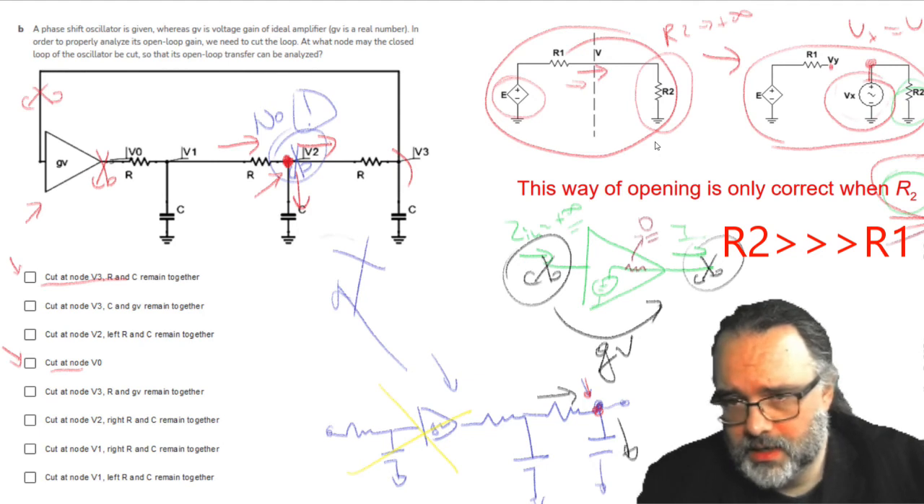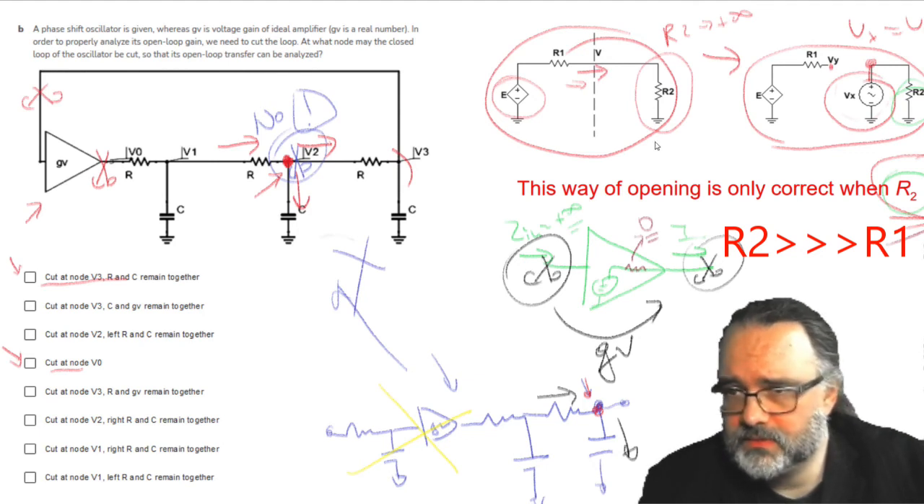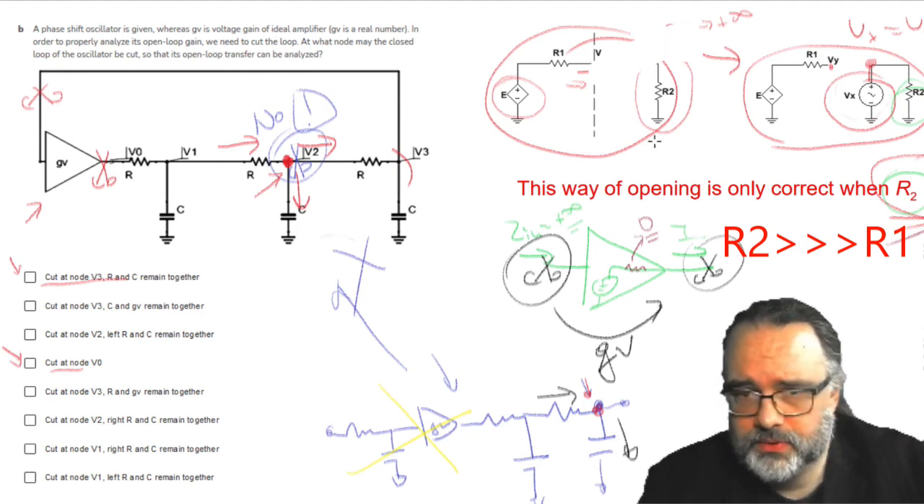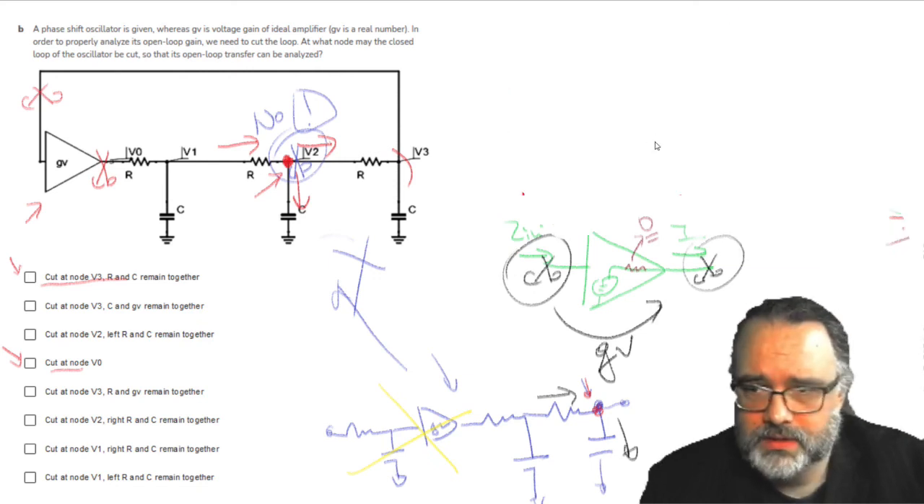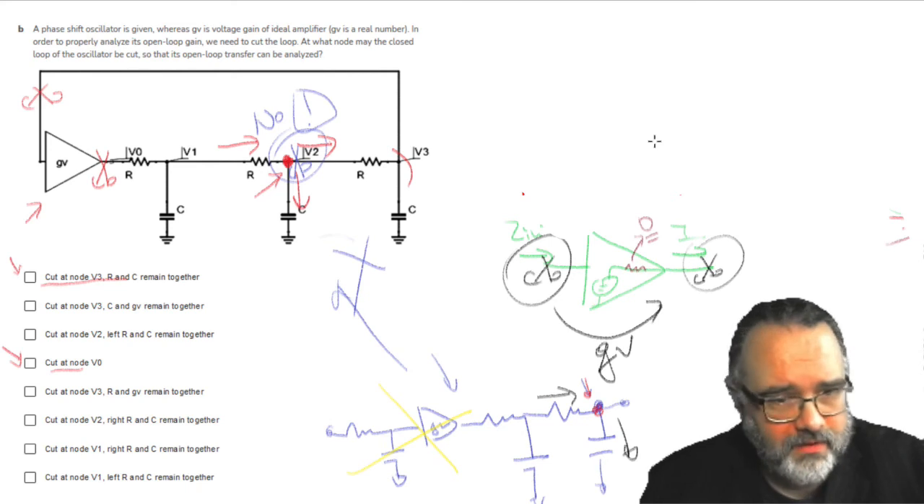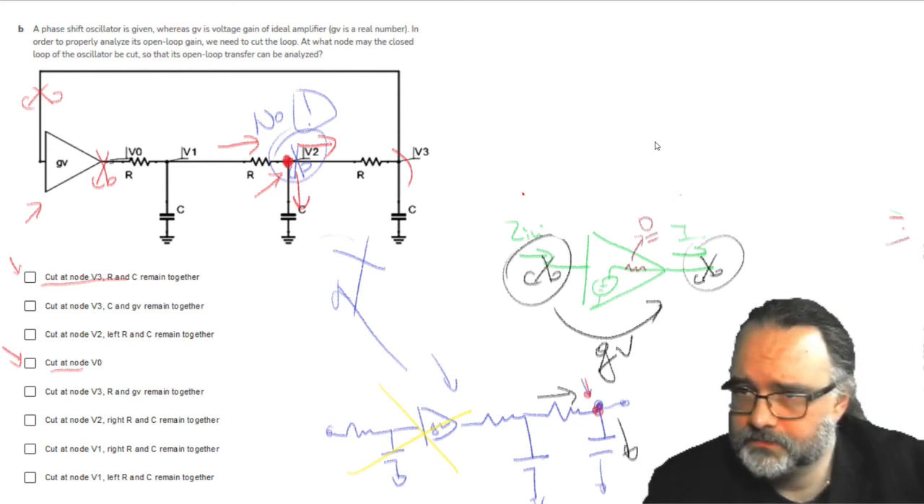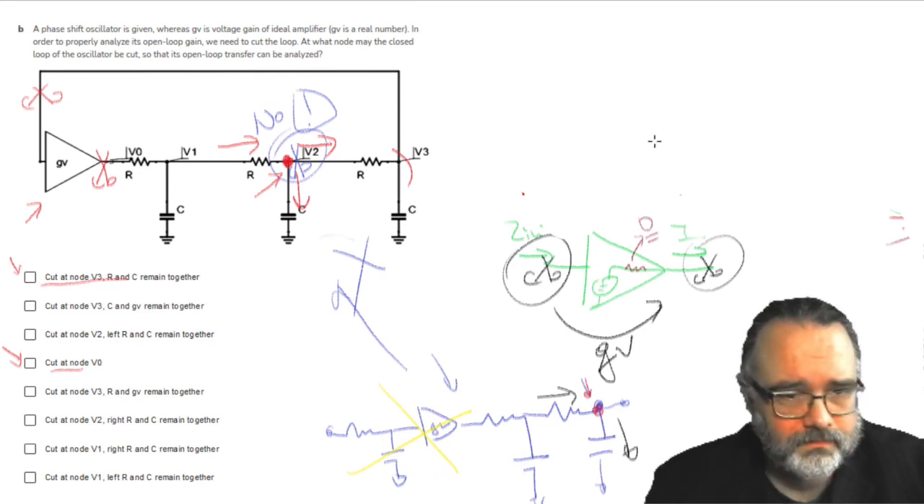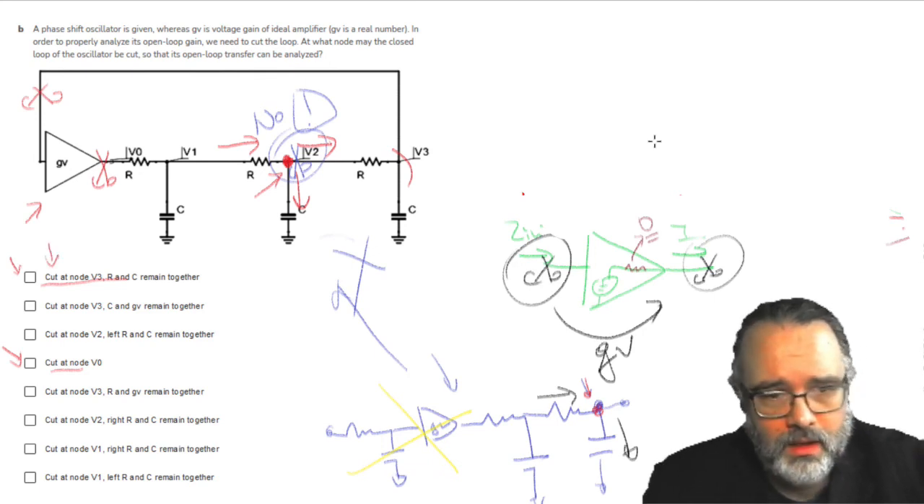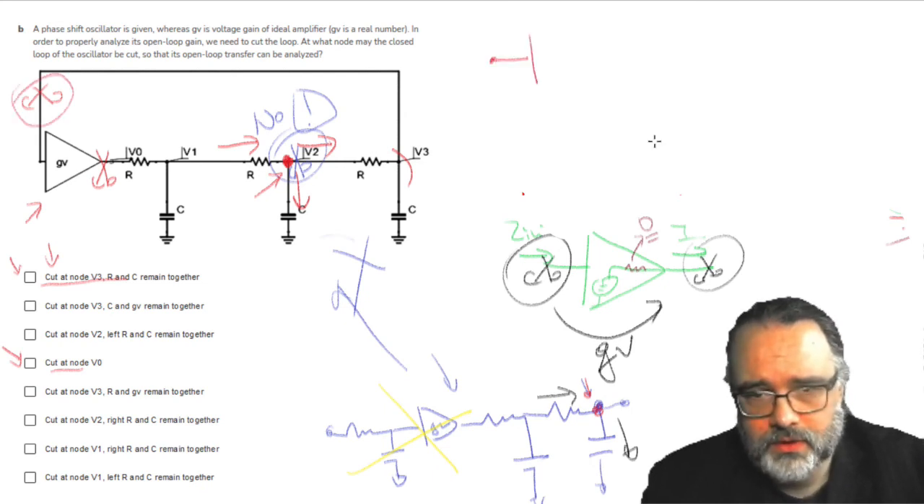Now, let's imagine that you cut the loop around the amplifier. How will our circuit look? Let's take one of the correct answers, for example, this one. So you cut the loop at this point. So what you have is this circuit.